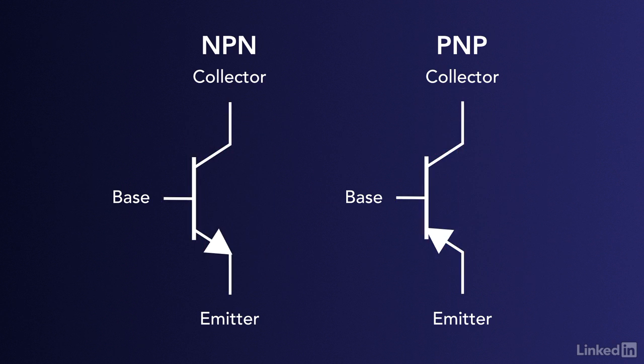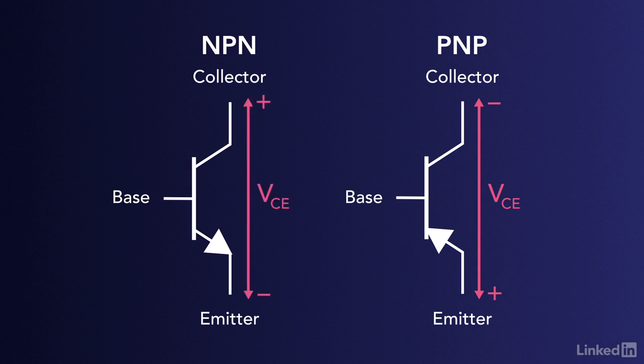The schematic symbol for a PNP looks similar to the symbol for an NPN, except the arrow is pointing in the opposite direction, to indicate that the current through a PNP flows into the emitter. Since the current through a PNP flows from the emitter to the collector, the voltage at its emitter terminal will always need to be higher, or more positive, than the collector terminal. That's the opposite of an NPN transistor, whose collector voltage is always higher than the emitter.